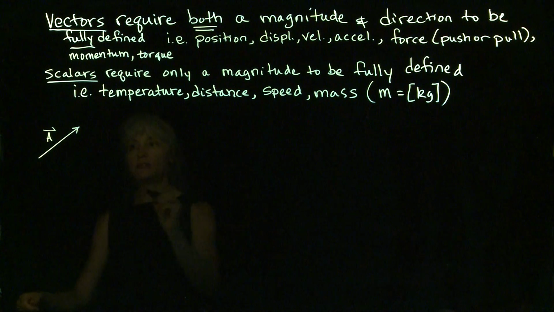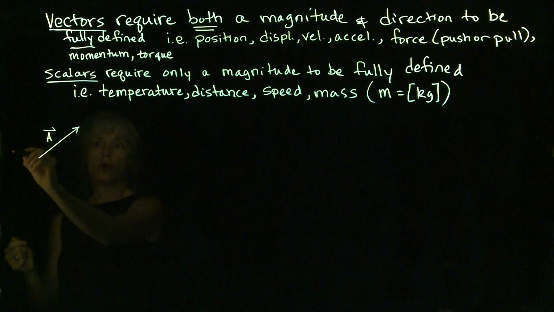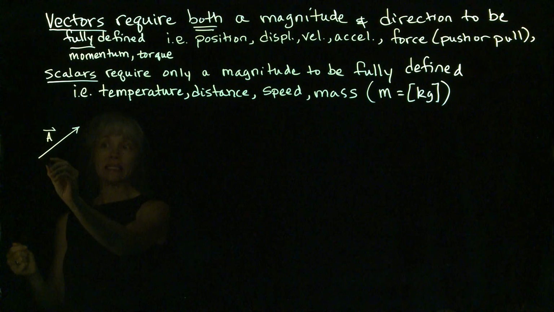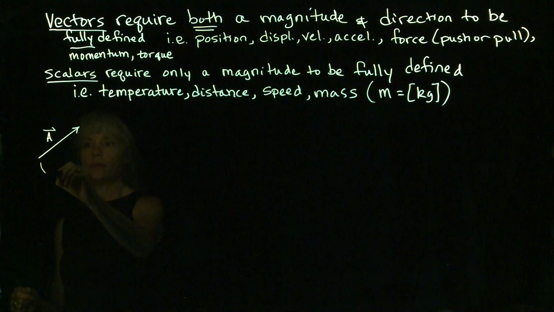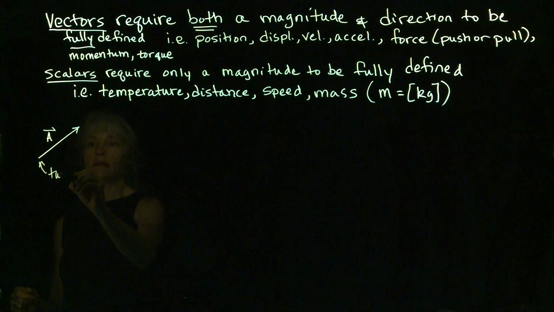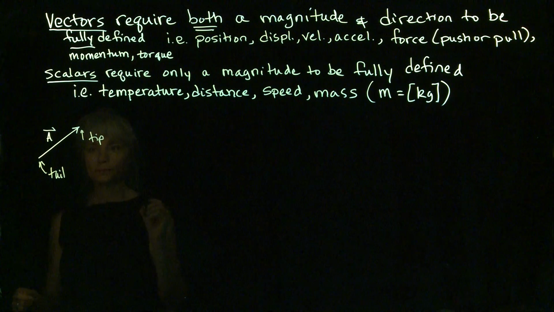You can see that this vector is pointing in the first quadrant. If I was to draw a coordinate system at its tail, then you would see that it is pointing in the first quadrant. This is the tail of the vector, and this is the tip of the vector.